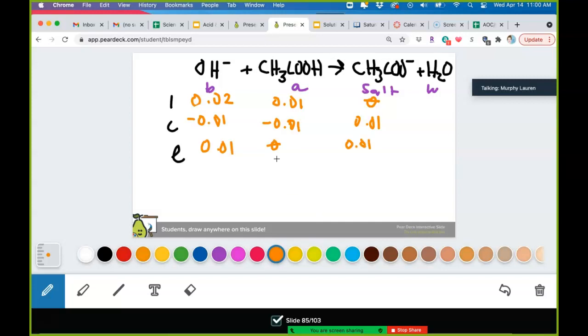You do not have a buffer. The weak and its conjugate, it's missing the weak. You could straight up find pOH right now because you know OH. It's 1 times 10 to the negative 2, so pOH is 2, so pH is 12. But I didn't ask you. Either way, it's not a buffer. I'm missing a component of the buffer.